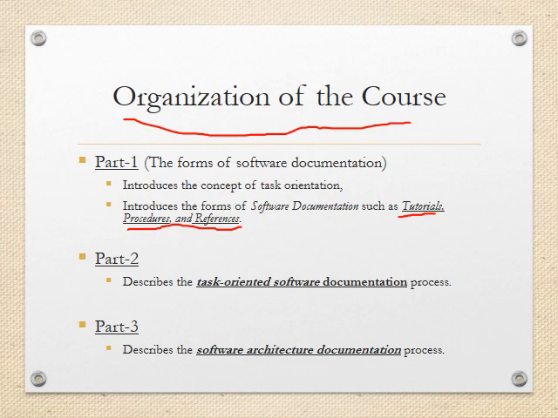Part 2. This part describes the task-oriented software documentation process, including planning, user analysis, writing, reviewing, and testing phases. So it basically will cover the lifetime cycle for any documentation process, starting with the planning phase and ending with the testing phase. Part 2 covers chapters 5, 6, 7, and 8 of our textbook.